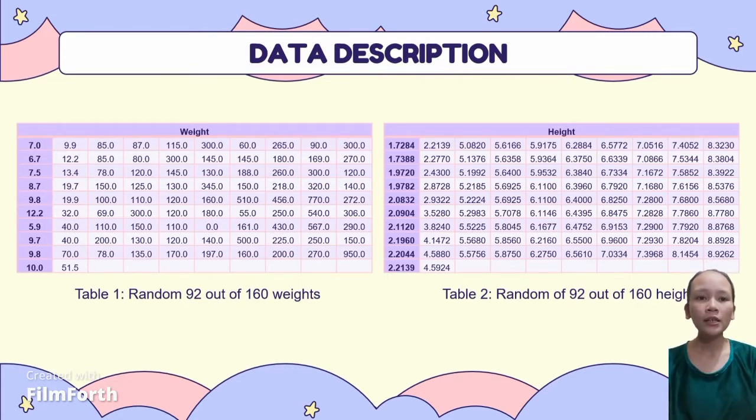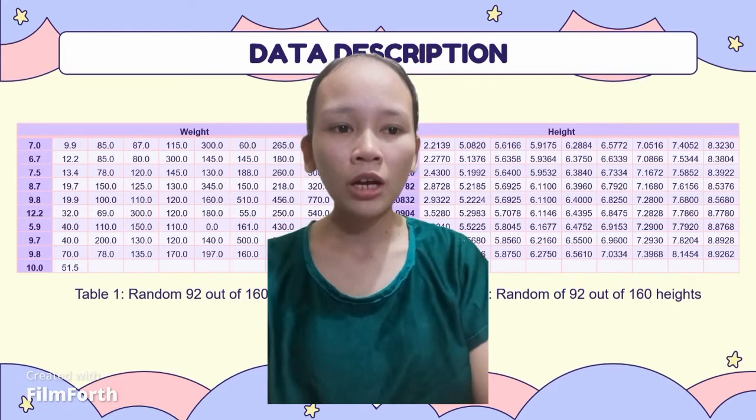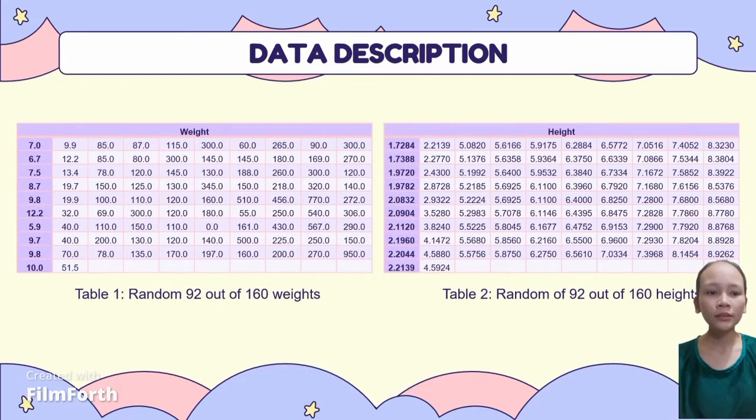We decided to select 92 out of 160 random cases based on the highest matrix number of the members of our group. This is the table of weight and height, the random 92 out of 160 cases.